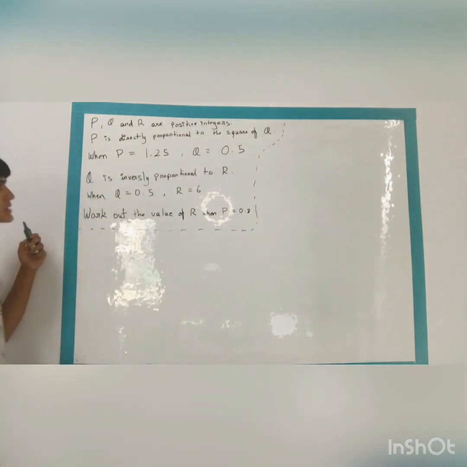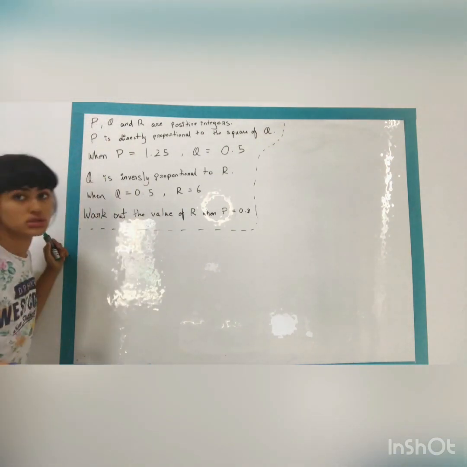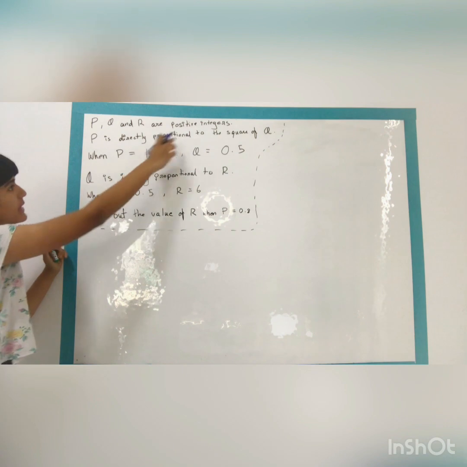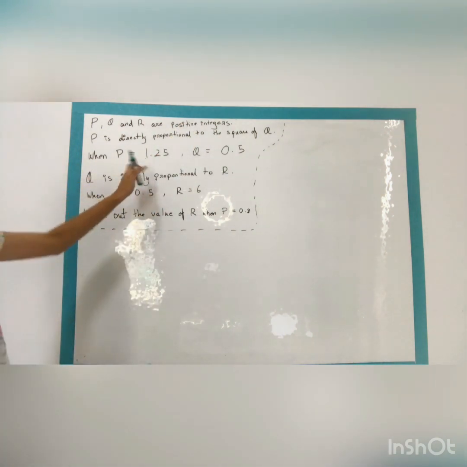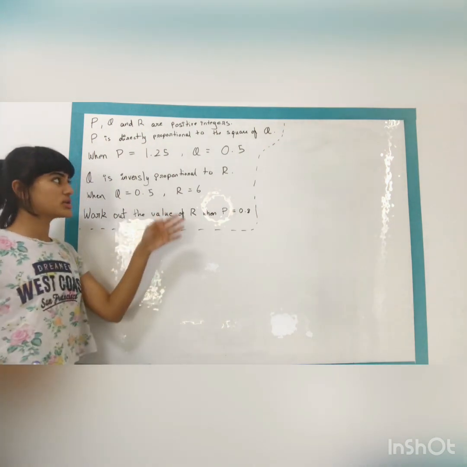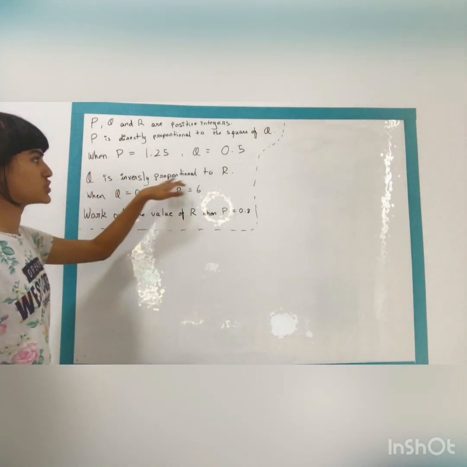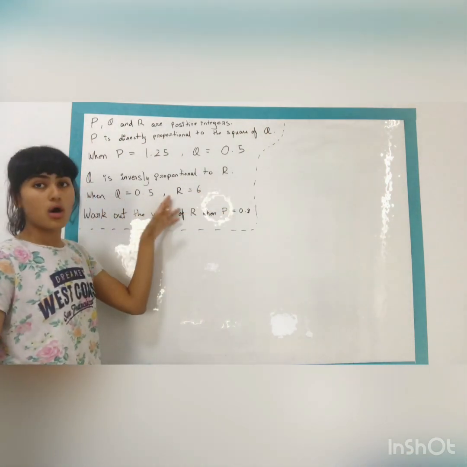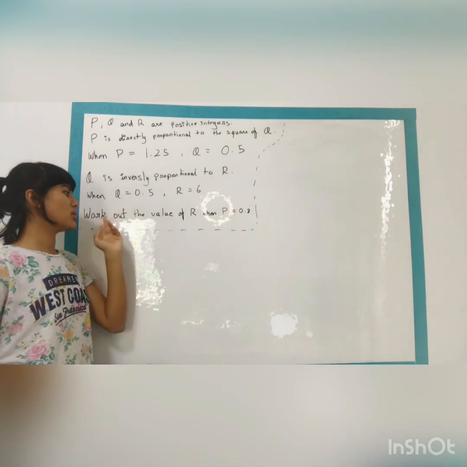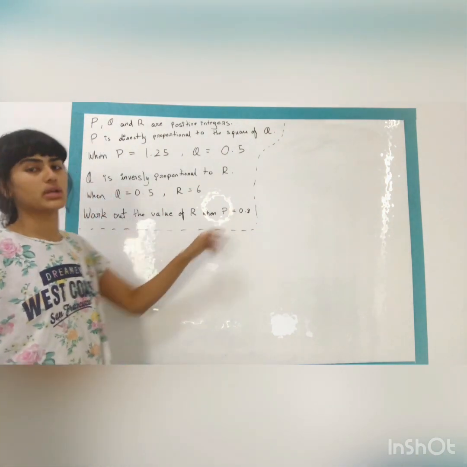So we've been given that P, Q, R are positive integers. P is directly proportional to the square of Q. When P is equal to 1.25, Q is equal to 0.5. Q is inversely proportional to R. When Q is equal to 0.5, R is equal to 6. Now work out the value of R when P is equal to 0.8.